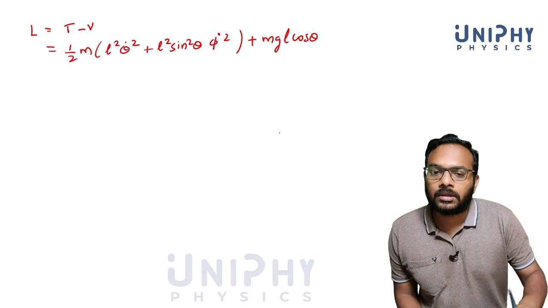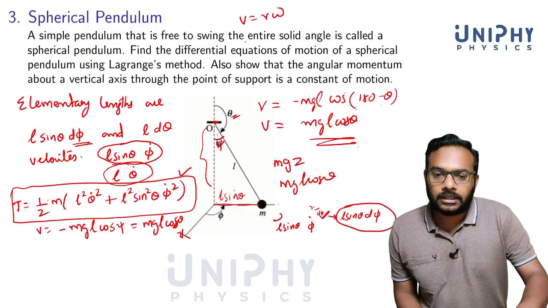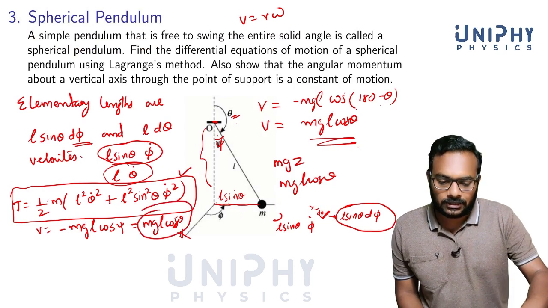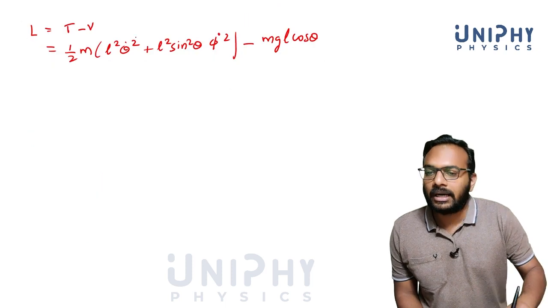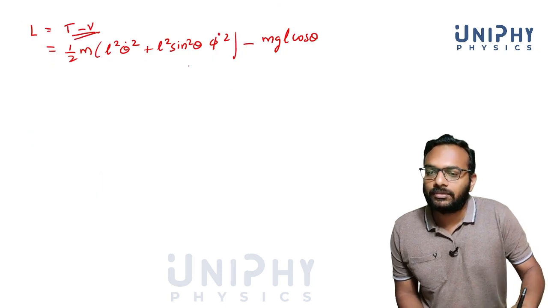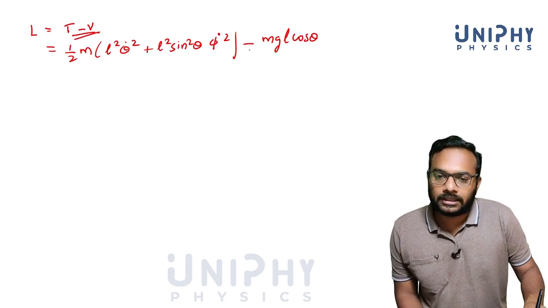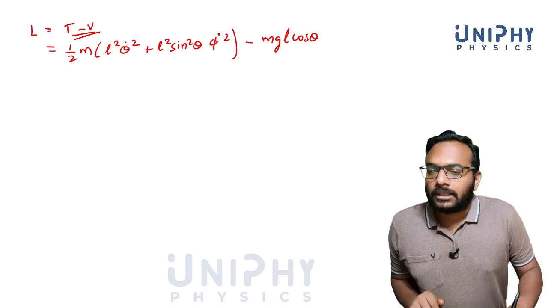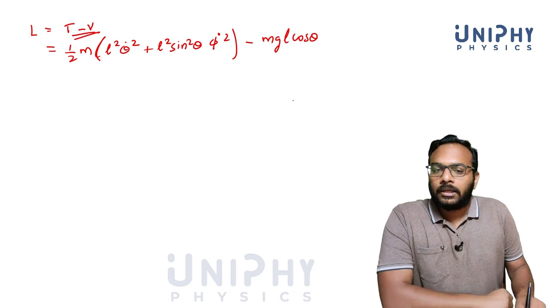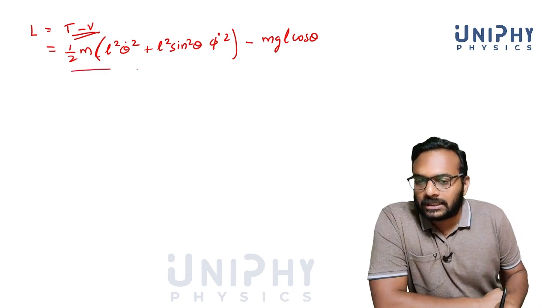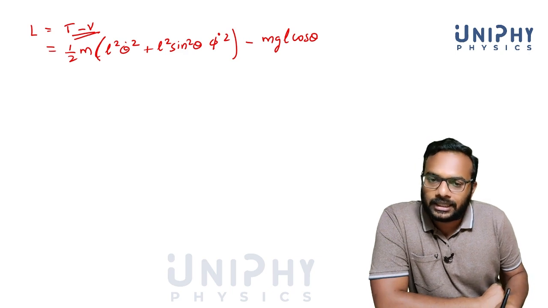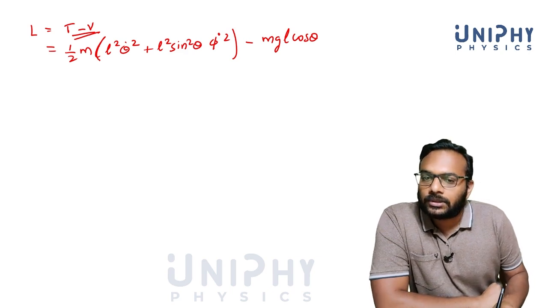Alright, no, minus is correct. Sorry again. Okay, so V is equal to mgl cos theta. So the Lagrangian is T minus V, so it is equal to... here it's a minus sign. I'm sorry. Alright, now we have written down the Lagrangian. We have to be careful, don't make this mistake again. So we have got the Lagrangian.